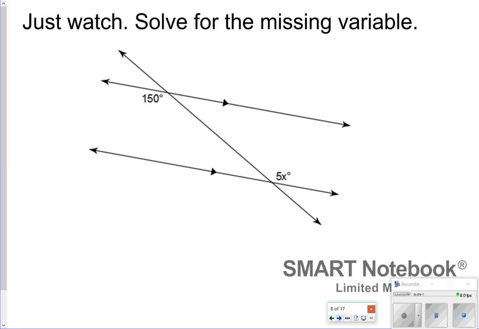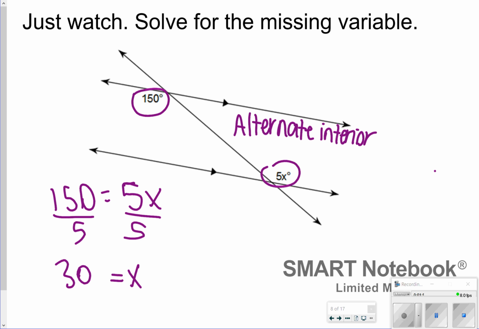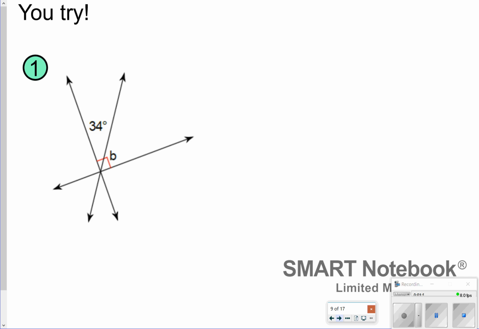Again, here, these are also equivalent angles because these are alternate interior angles. When we know that we have alternate interior angles, that also means they're equal. So 150 is equal to 5x. When we're ready to solve, we just divide both sides by 5 so that x is equal to 30. Next up, we have a different one that you're going to try.